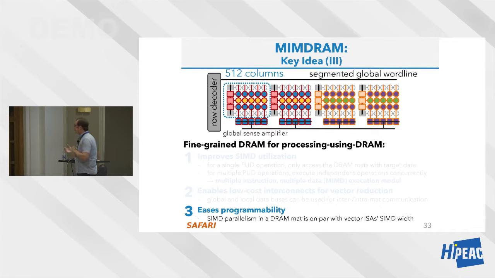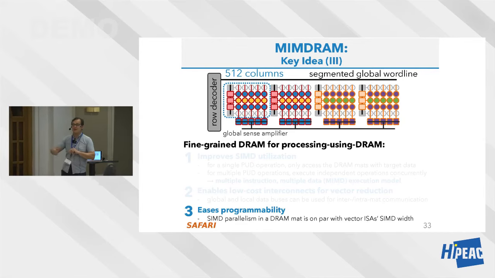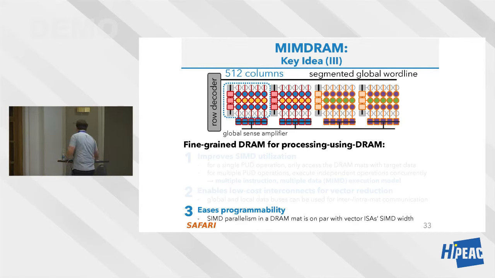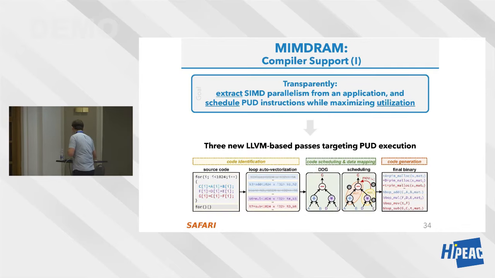And then easing the programmability. Let's talk about this. This is important, as I said. Basically now, because we're targeting only mats or groups of mats, the granularity that we can target at the compiler can be relatively small, 512 bits. And 512 bits is what vectorizing compilers target today when they actually vectorize code for AVX architectures, for example, existing SIMD architectures. So what did we want to do with the compiler support? Essentially, we want it to be transparent to the programmer as much as possible.